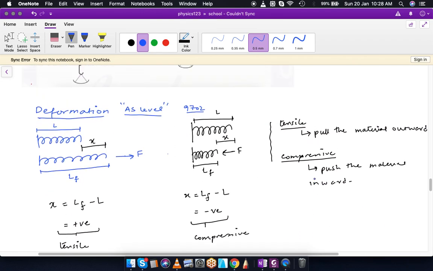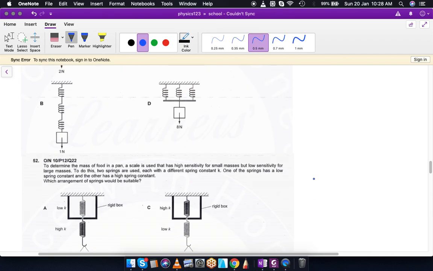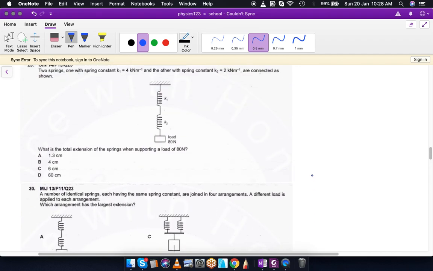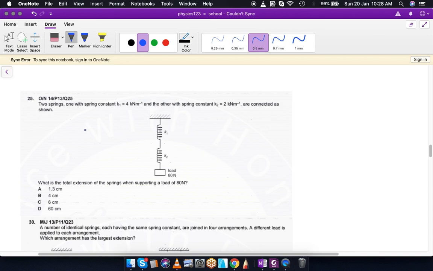Now let's go and check a few questions from an exam perspective, and here we are. So this is the first question that came in November 14, paper 1-3. Let's see whether it's the same. It says two springs, one with spring constant 4 kilonewton per meter and the other with spring constant 2 kilonewton per meter, are connected as shown, and the load is something like that. What is the total extension of the spring supporting 80 newtons?